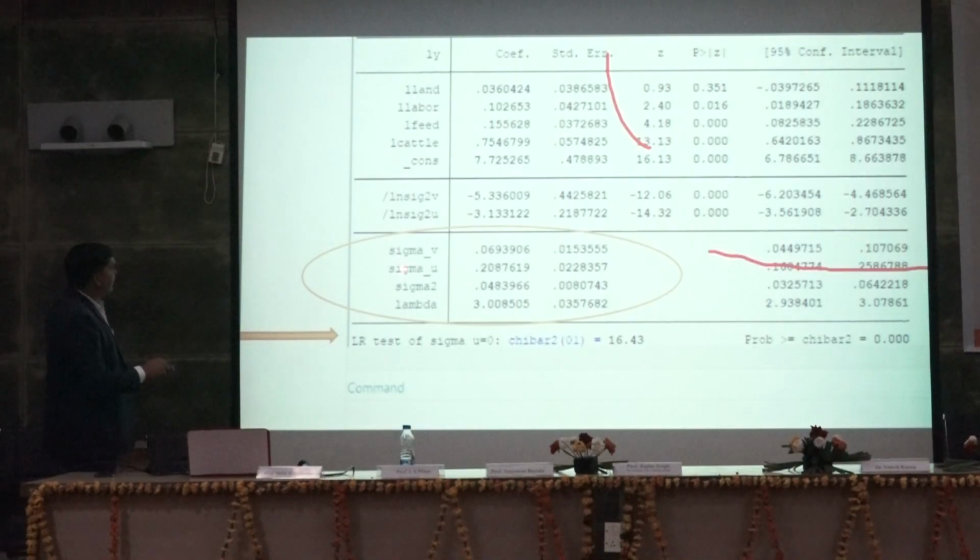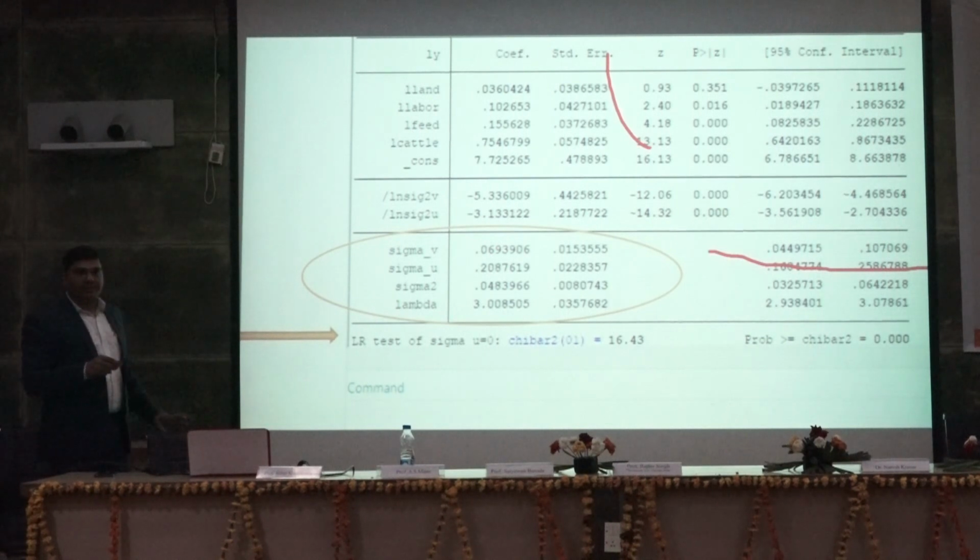Okay. This one is the U, or this one is the V. In the previous model, we have two terms, U and V. U is the mu. Mu is the inefficiency term, and V is the random error. You can say white noise. Right? So this is the coefficient of this sigma mu. You can check this is 0.20 and this is 0.06.